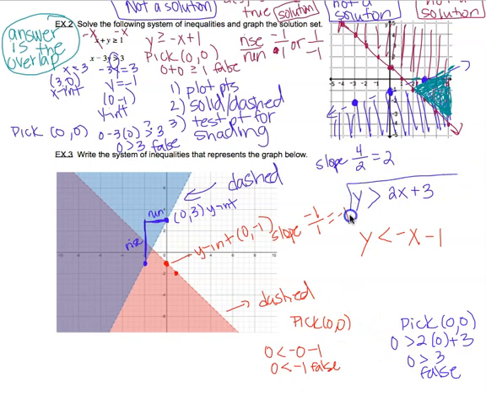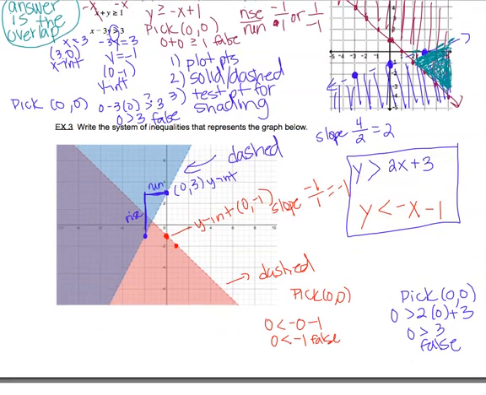So here is my final answer. This is the system of inequalities that I see in this picture. Now again, it didn't ask anything about the solution, but the solution set would be over in this almost purple looking area because that's where the red and the blue intersect.